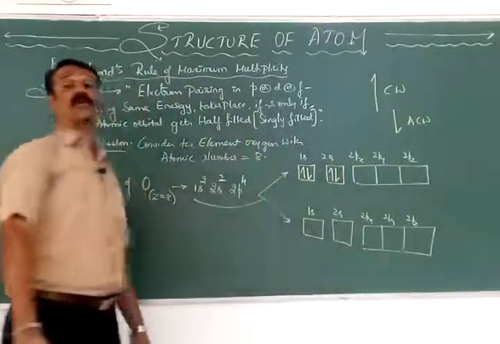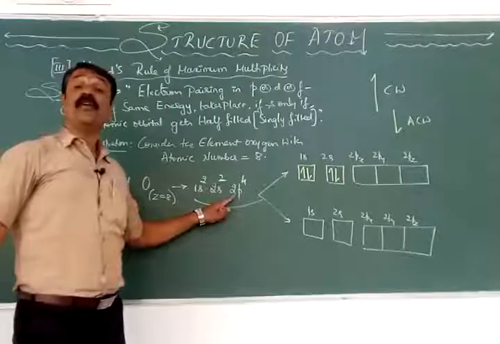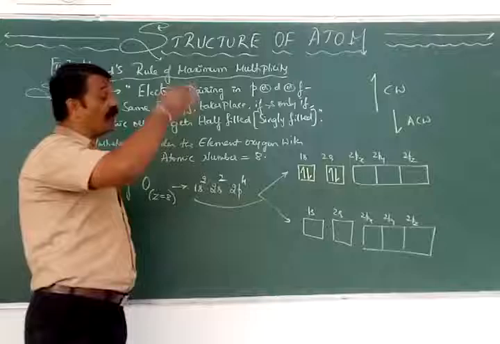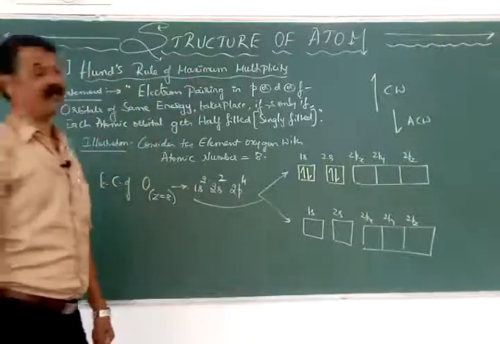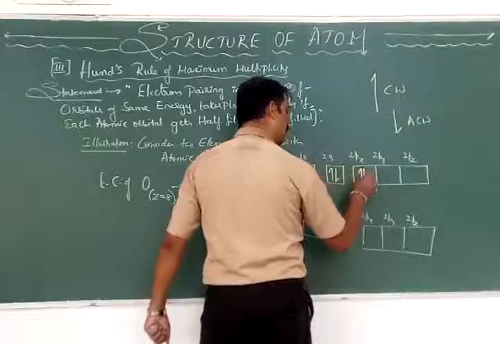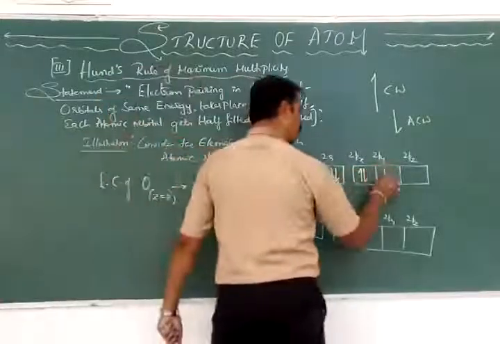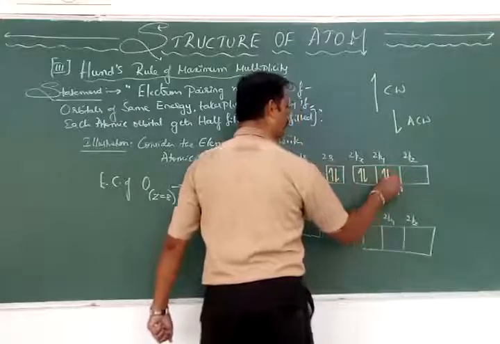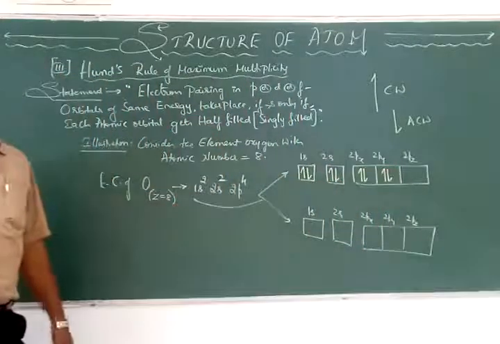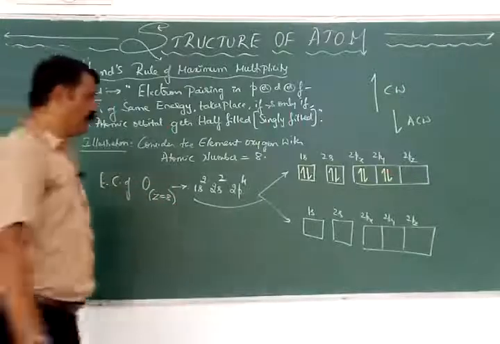One is clockwise, another is what? Anti-clockwise. In 2p we are having the 3 orbitals called 2px, 2py and then 2pz. 2p2 here. Then we are having the 2p2 here. Now it is complete. This is one possibility.